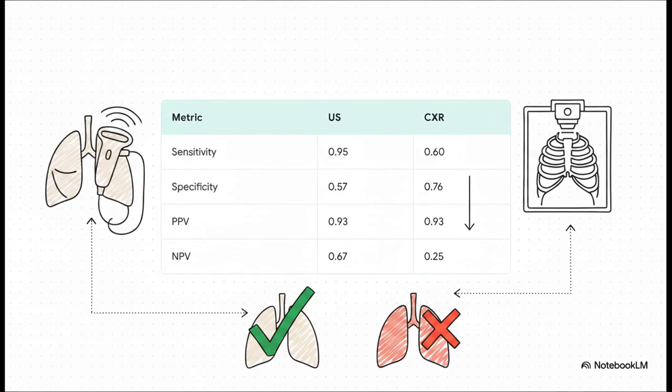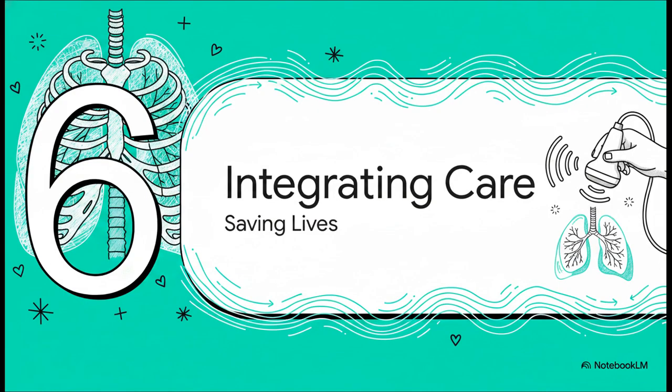But I want you to pay special attention to the negative predictive value at the bottom there. 0.67 for ultrasound, compared to a pretty dismal 0.25 for the X-ray. It just goes to show, once again, that for frontline acute care, ultrasound vastly outperforms traditional X-rays in catching these diseases. Finally, Section 6, integrating ultrasound into care.